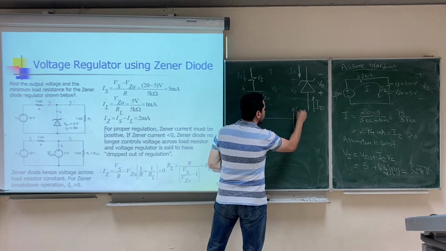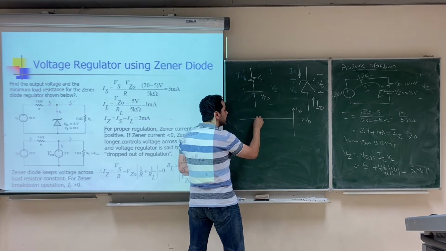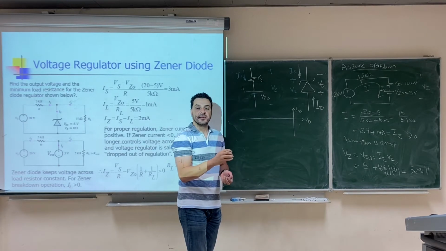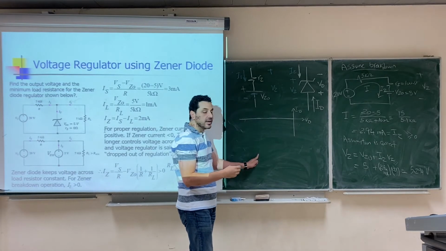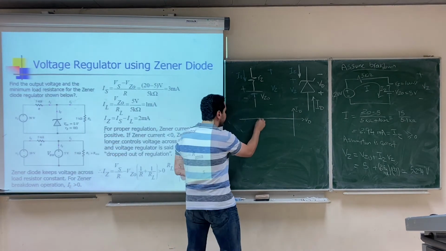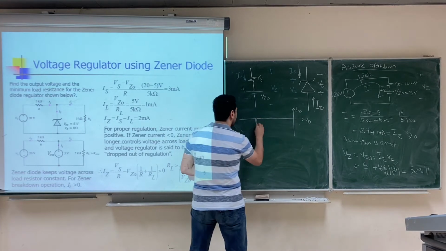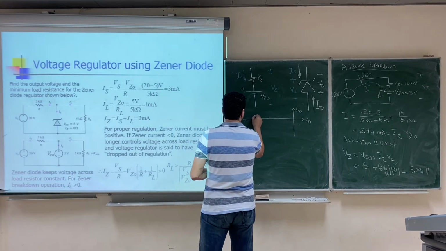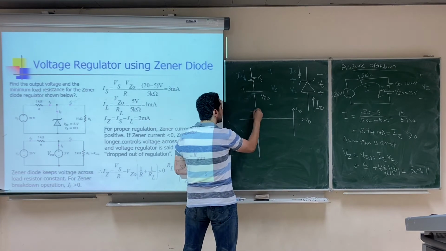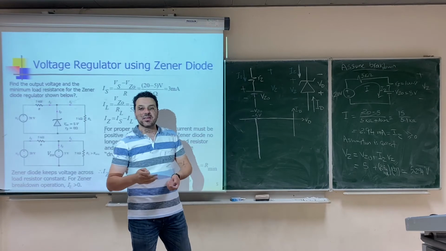This means that in the breakdown region, when breakdown happens, the slope of the line will be infinity, right? Because the slope of the line is 1 over the resistance. If the resistance is 0, then the slope of the line will be infinity, which means that the line will be vertical at negative VZO, right? Which means that this is an ideal, a perfect regulator.